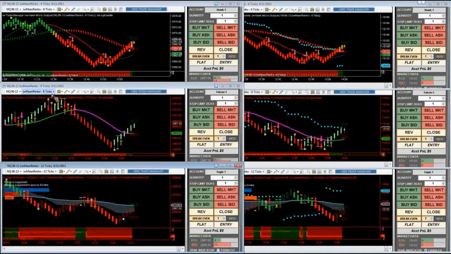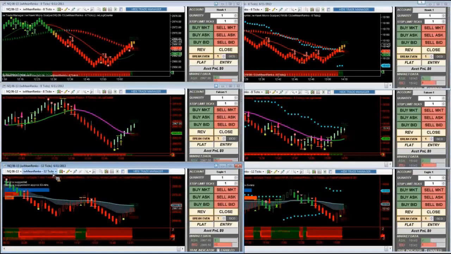The swing trading tool is set at 8 ticks, which is middle of the road, and then the trend trading tool is picked up at 12 ticks, and the idea there is to filter out some of the market noise and pick up emerging trends.